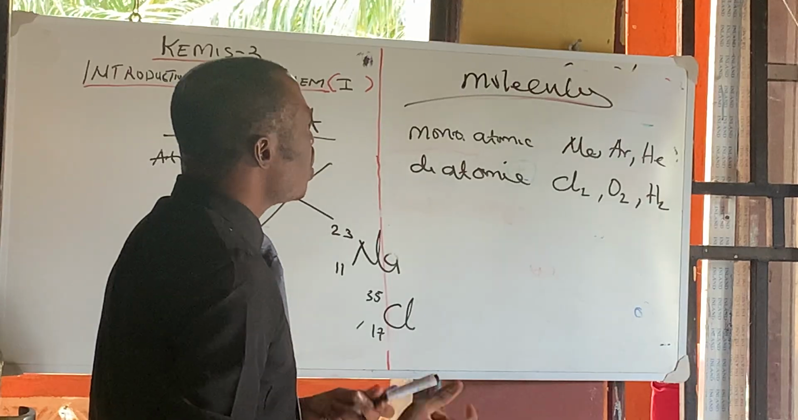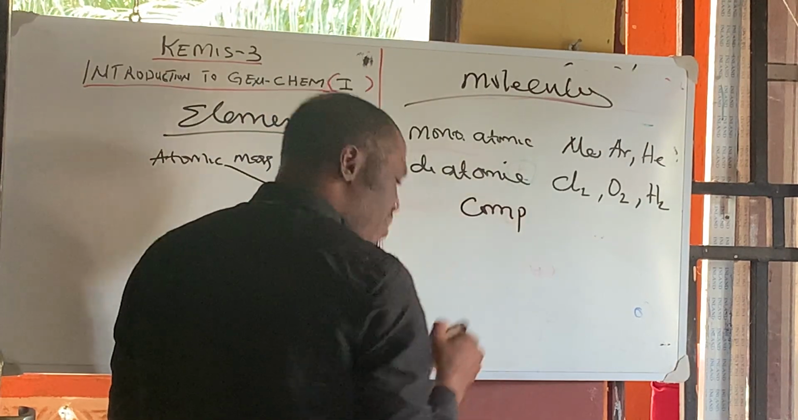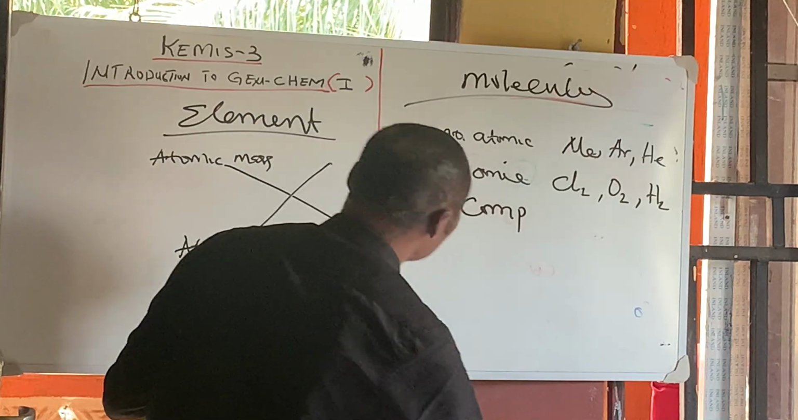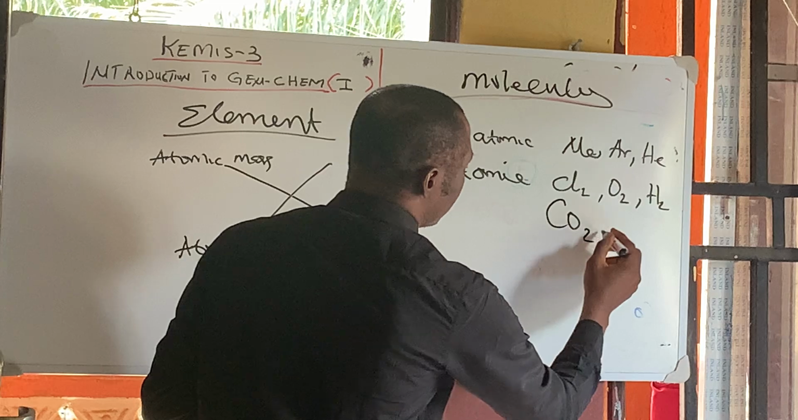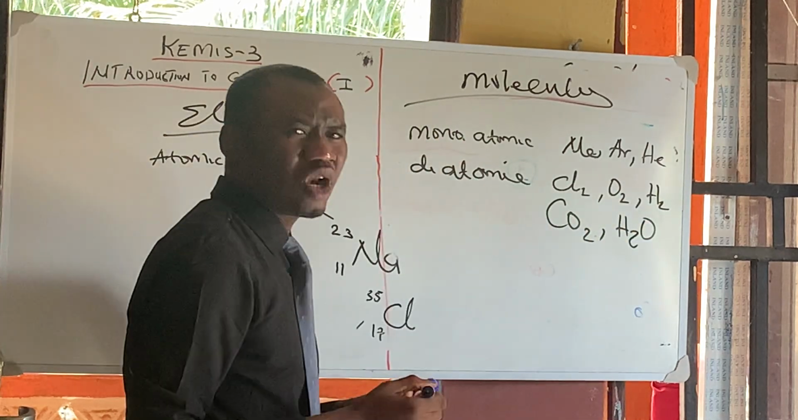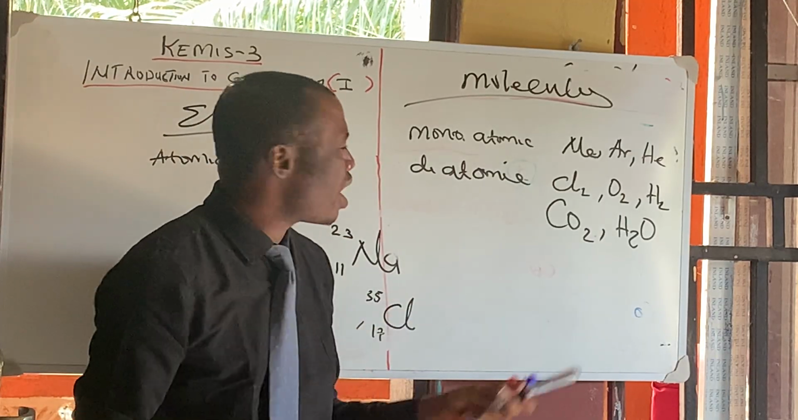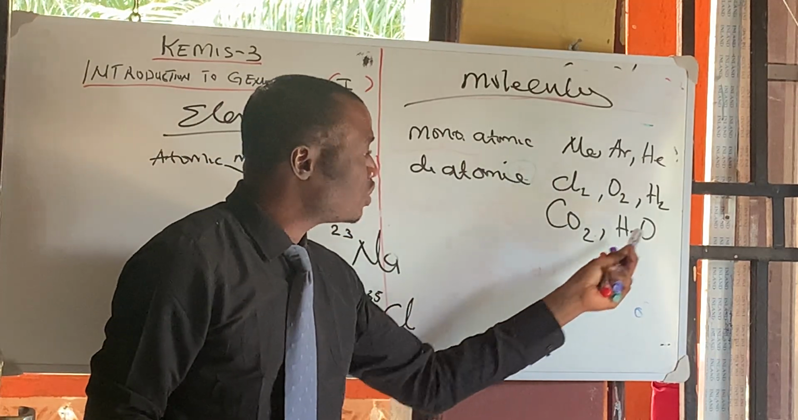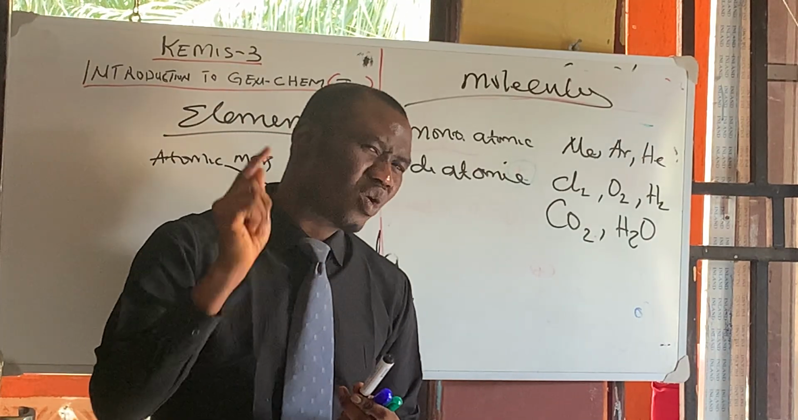Now, we go to the concept of compound. So what's a compound? Meanwhile, we can have carbon dioxide. We can have water as a molecule. Now, this is made up of not just one type of atom. We have carbon, we have oxygen, we have hydrogen, we have oxygen. They are also known as molecules. Why are they called molecules?